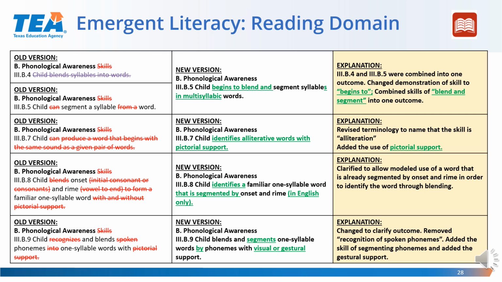3B8 clarified to allow modeled use of a word that is already segmented by onset and rhyme in order to identify the word through blending. 3B9 was changed to clarify the outcome. It also removed recognition of spoken phonemes. It added the skill of segmenting phonemes and added the gestural support.